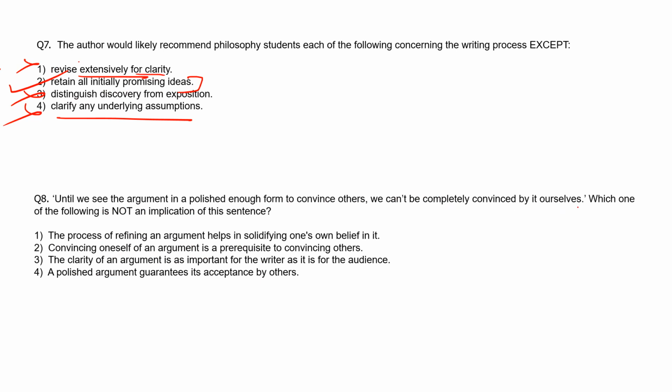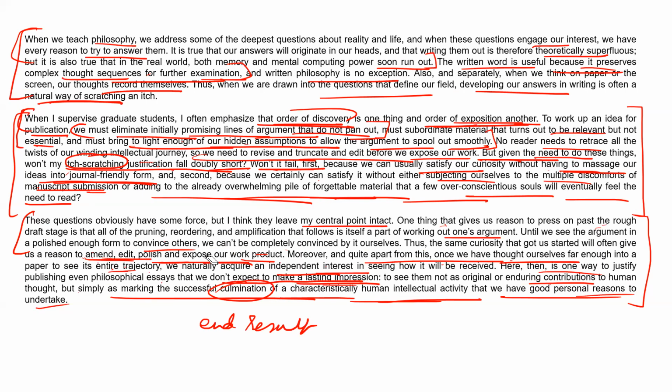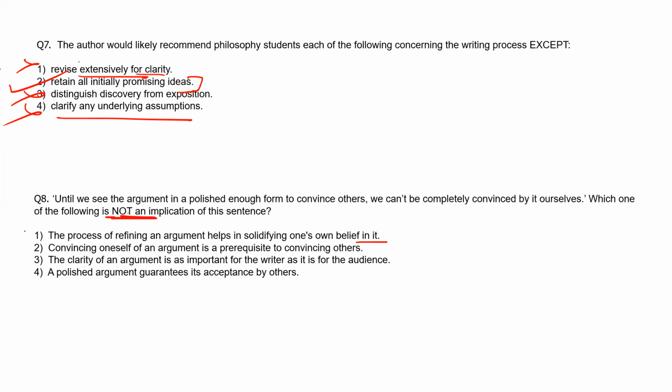Until we see the argument in a polished enough form to convince others, we can't be completely convinced by it ourselves. Which one of the following is not an implication of the sentence? Not an implication. Okay. The process of refining an argument helps in solidifying one's own belief. Yes. So unless polished form enough to convince, we can't be convinced of it ourselves. Right. So this is given.